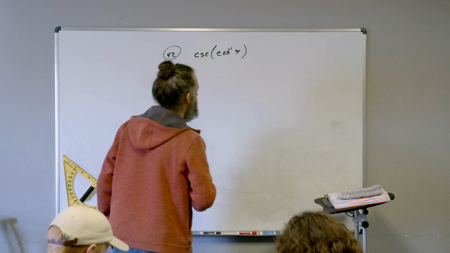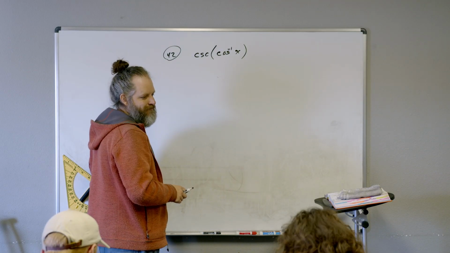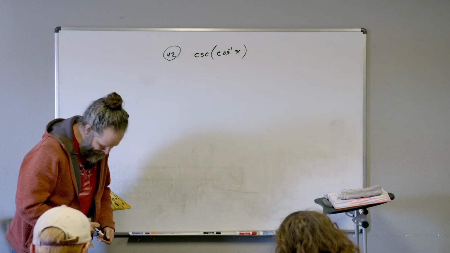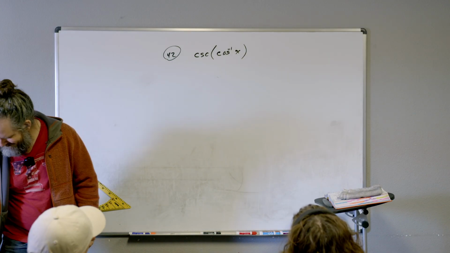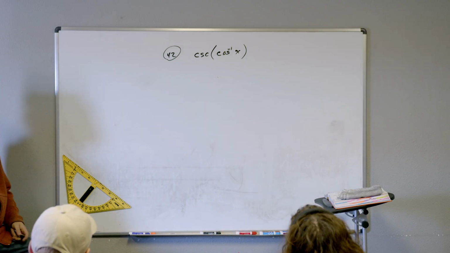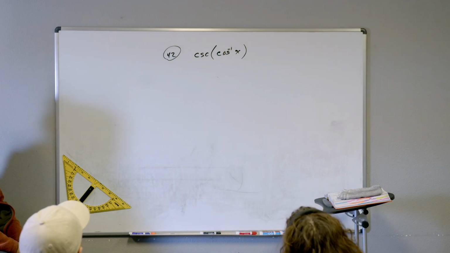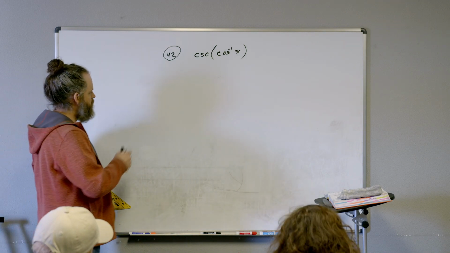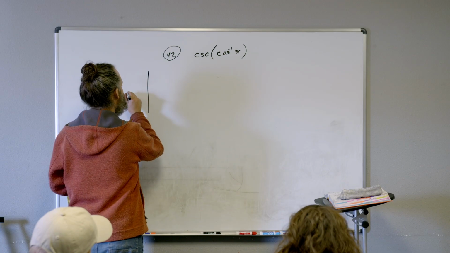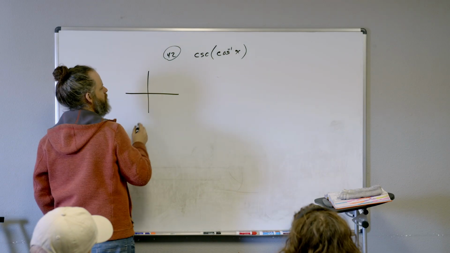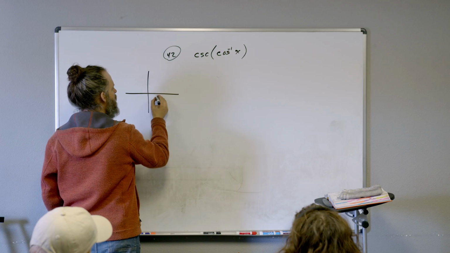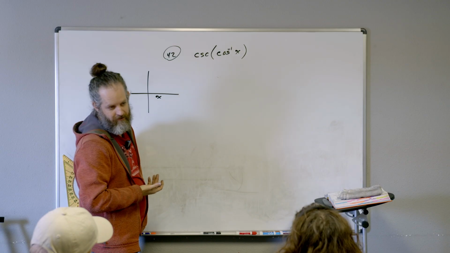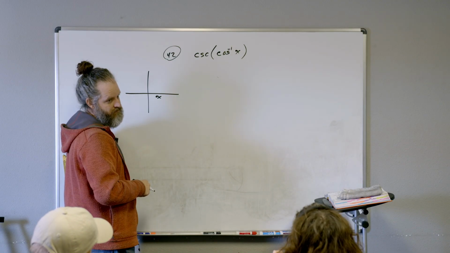I think I followed what they did in the book, but I got it wrong. So how could we get there? Okay, well, cosine is adjacent over hypotenuse. It's x over r on the unit circle. What is r always? Hypotenuse. What number? 1.